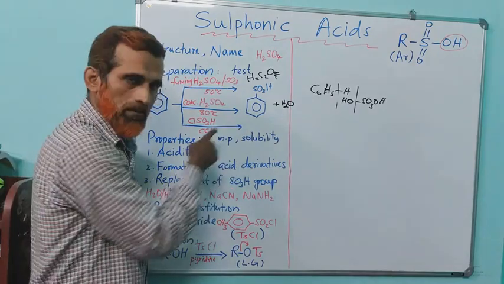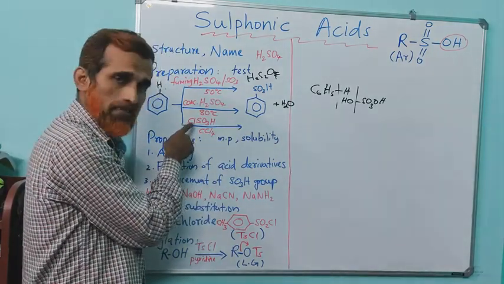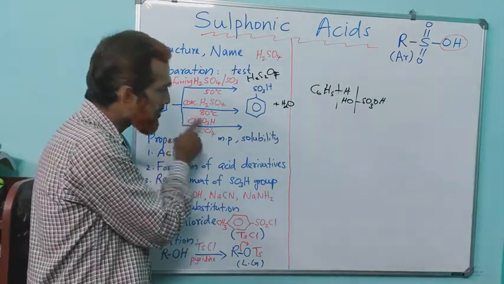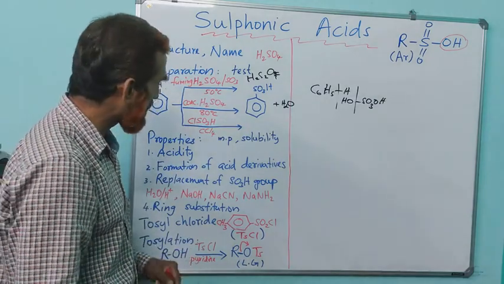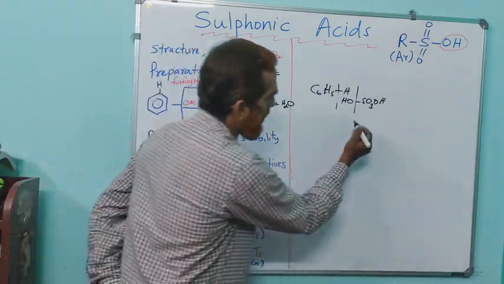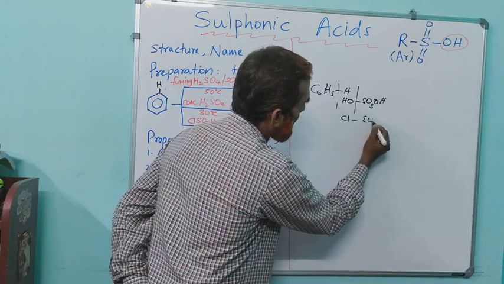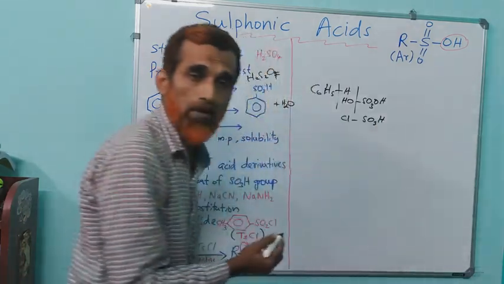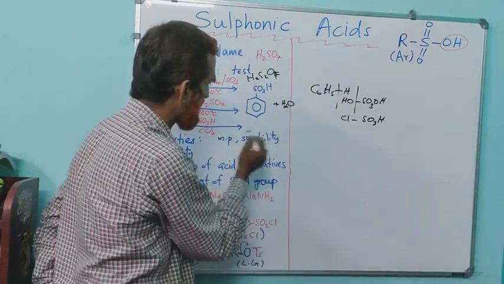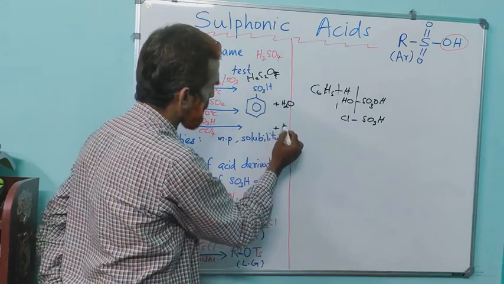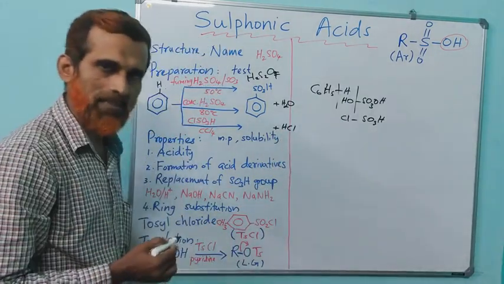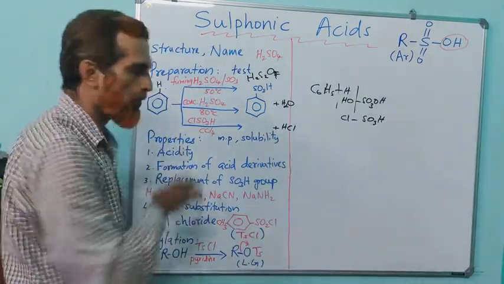Now the third option is using, what is this? ClSO3H, chlorosulfonic acid. That also can be used for sulfonation. What will be the difference then? The difference is that the byproduct will be HCl instead of H2O. It will be HCl in this case. That's the difference. Okay. Now coming to properties.